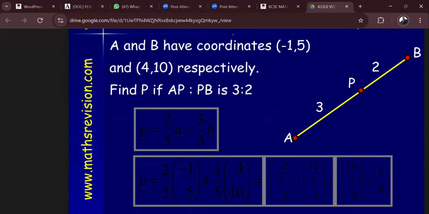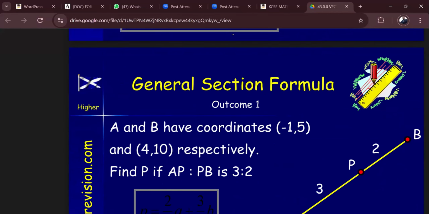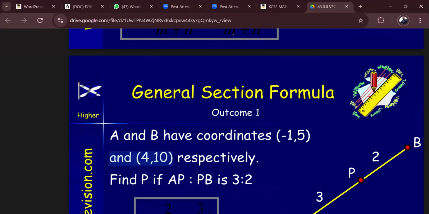Coming to this, I was giving an example of this. You're told, write this question once, without even writing the solution first. Everybody should have this question, and it's saying that A and B have coordinates negative 1, 5, and 4, 10 respectively. Are you writing? A and B have coordinates negative 1, 5, and 4, 10.